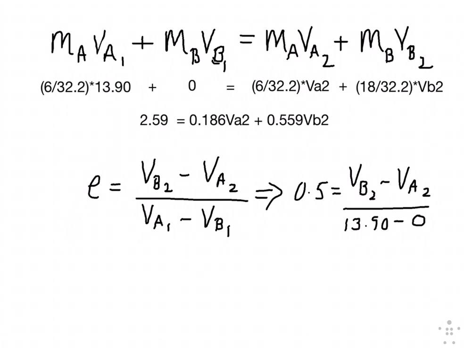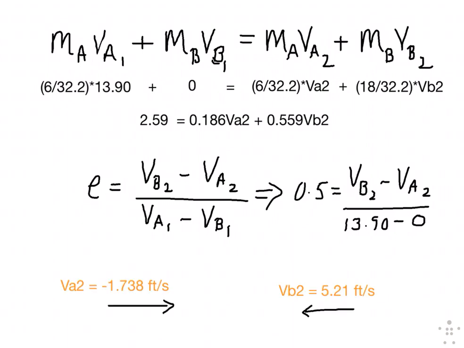So we have our relative separation velocities, so our final velocities, divided by the relative difference between the initial velocities. We were given in our problem that the coefficient of restitution was 0.5. We don't know these terms in the numerator; those are what we need to solve for. We know the initial velocity of A is 13.9 and the initial velocity of B is 0. So with these two equations and two unknowns, we can solve for V_B2 and V_A2.